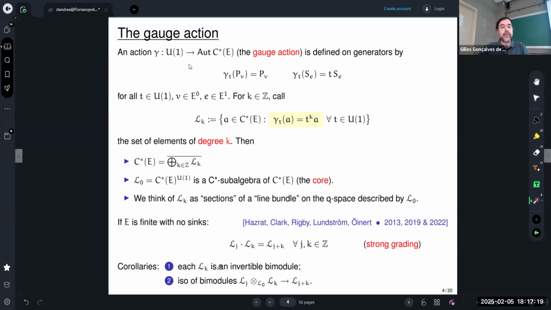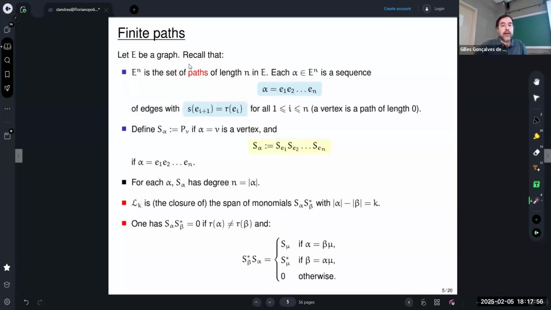Okay, so anyway, a strong grading in particular means that every bimodule, each one of these line bundles, is an invertible bimodule. Invertible means that you have a dual bimodule such that the tensor product over the algebra is isomorphic to the trivial one. It also means that the multiplication induces an isomorphism of bimodules that transforms the balanced tensor product into the sum of labels, say j and k. Okay, so these are about line bundles.